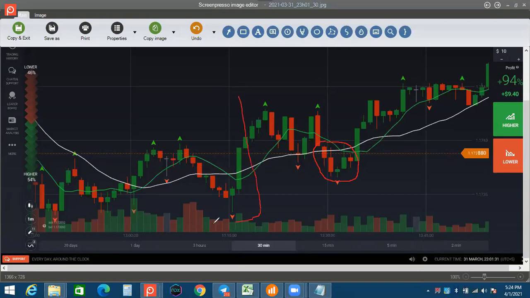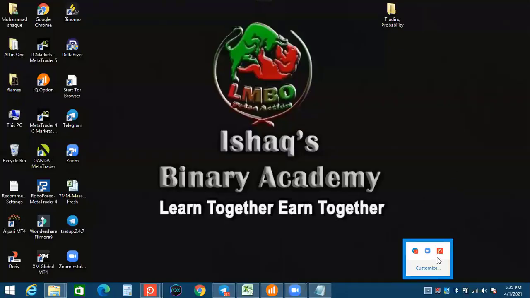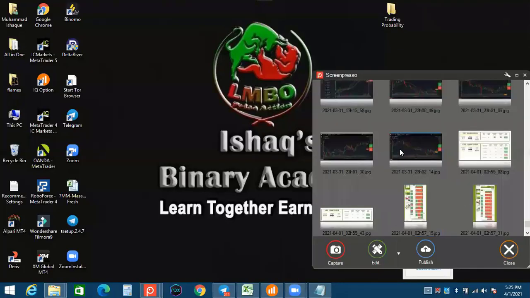Because this is your reference. One time it is a fake breakout, the next time will be a fake breakout, the third time will be a fake breakout. Right? What is it? It is similarity in the market.